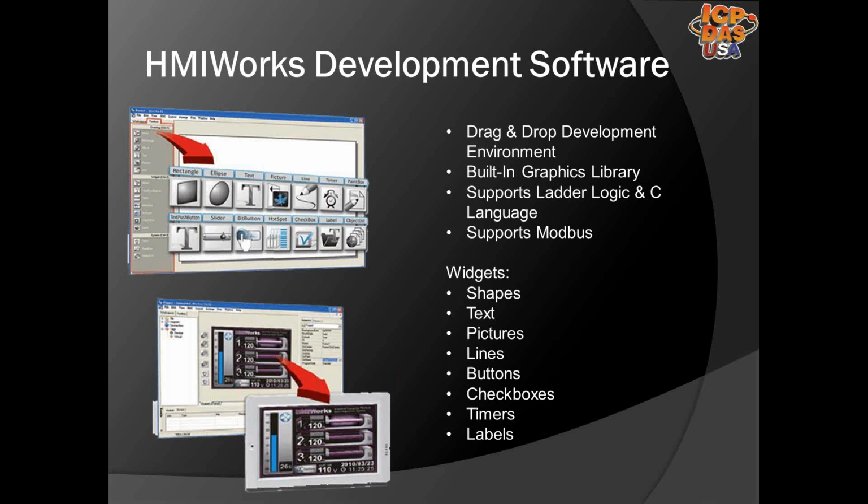HMI Works development software supports ladder logic and C-language programming. It has a built-in graphics library and includes many widgets including shapes, text, pictures, lines, buttons, checkboxes, timers, and labels. We also provide many demo programs, and if you're working on a very simple project, we can likely help you with the simple program. This easy-to-use development software shortens development time and allows you to quickly and easily set up a building automation system.